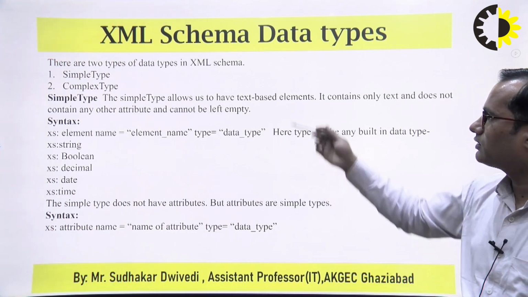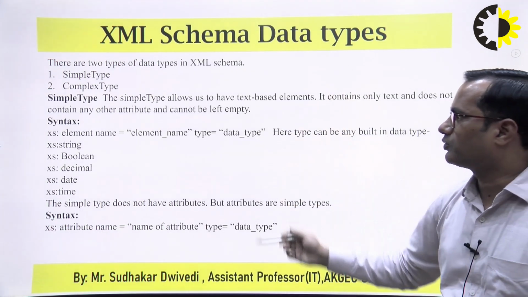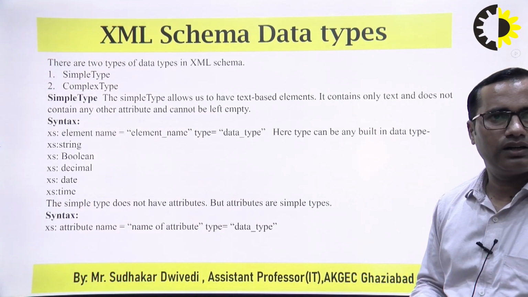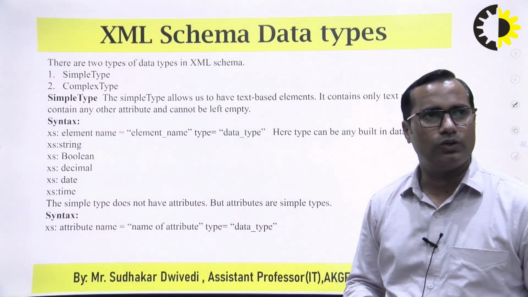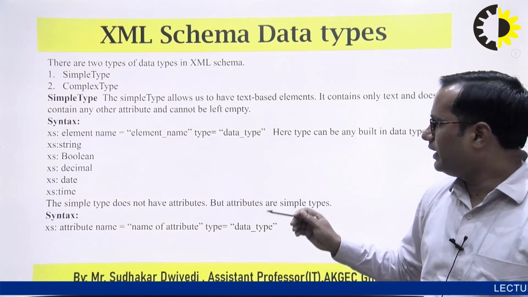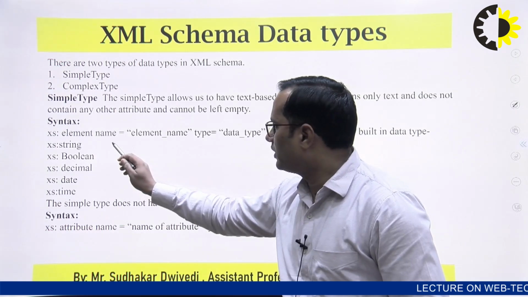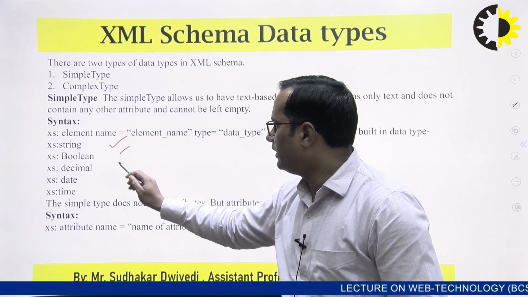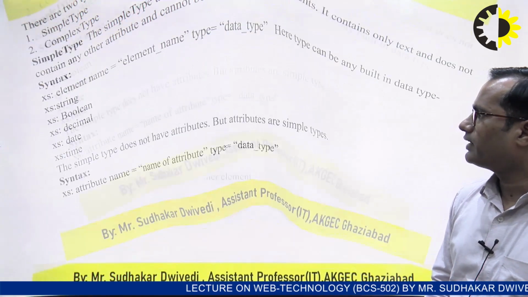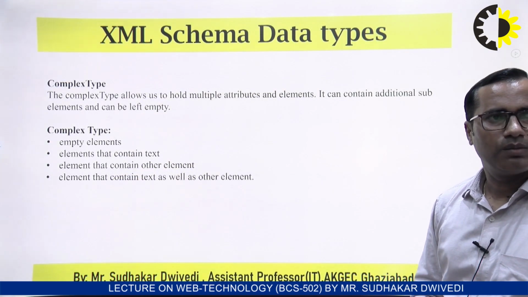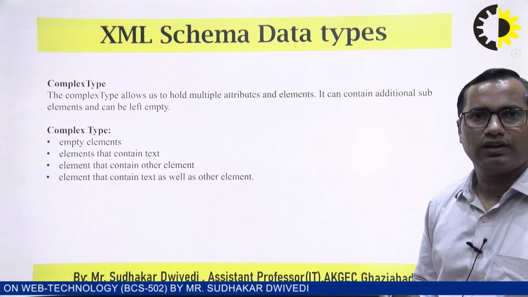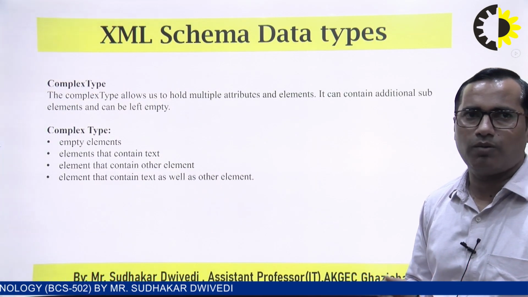And these are some XML schema data types that we are using. We can divide them into two types: simple types and complex types. Simple data types are these types: xs:string, boolean, decimal, date and time. And the complex type allows us to hold multiple attributes. If there are multiple attributes, then this is a complex type.